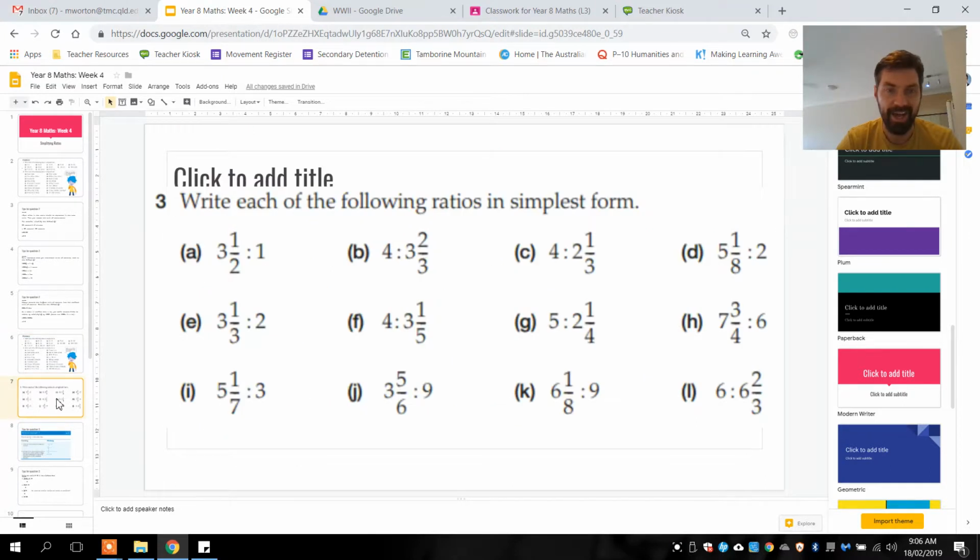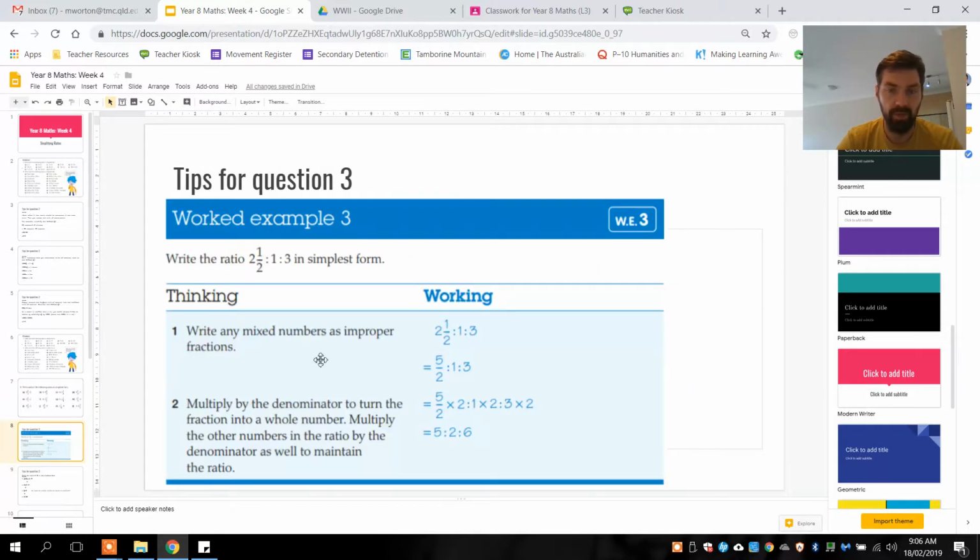And then once you finish that, we're going to do question 3, write each of the following ratios in the simplest form. This is the stuff that we were getting, and that was quite tricky in the previous lesson. So here is the advice on how you actually work it out. So you follow that example. You see how you get 2 times 2 is 4, plus the 1 equals the 5 over the 2.